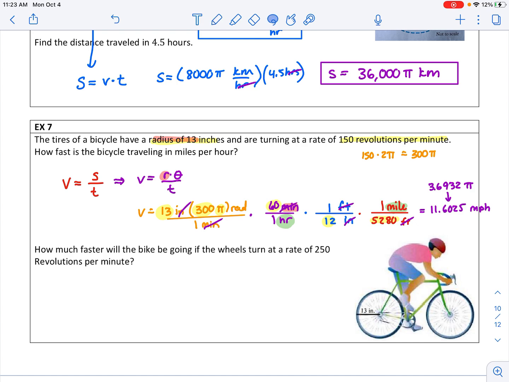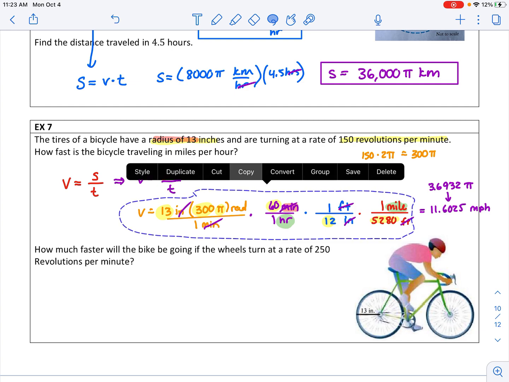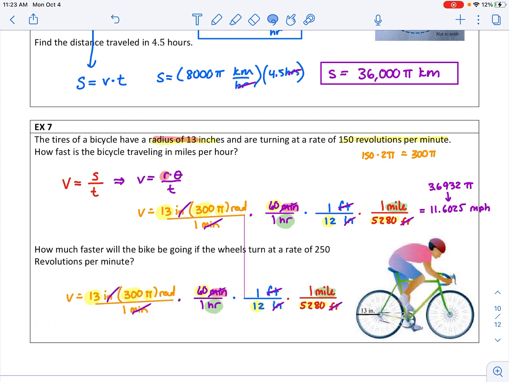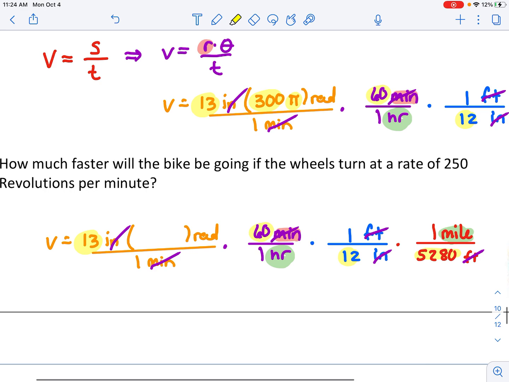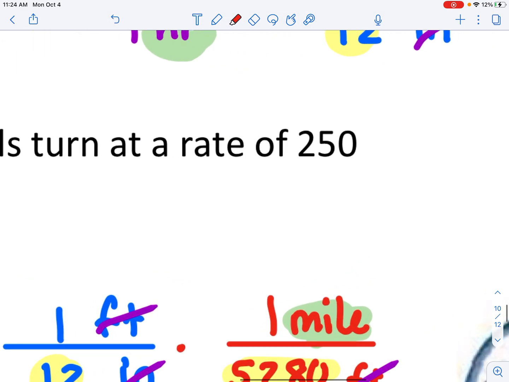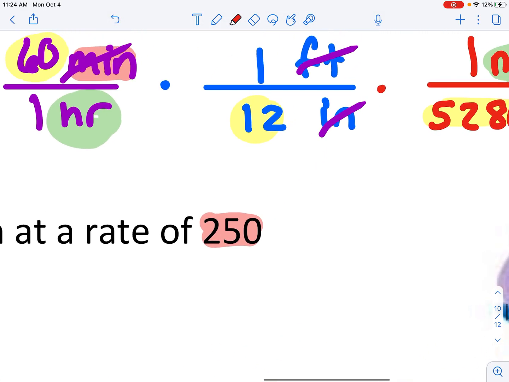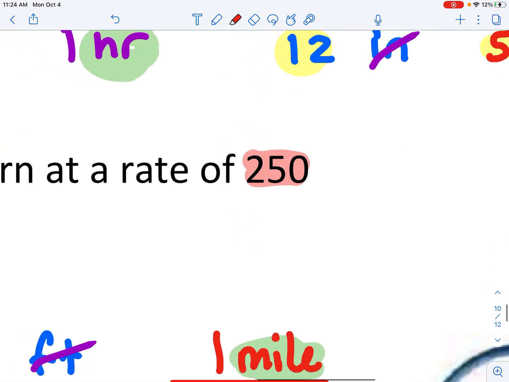Now the next one says, how much faster will the bike be going if the wheels turn at a rate of 250? Well, all of our conversion and all our work is actually going to be the same. So I'm going to cheat a little here. I'm going to copy paste. The only thing that's changing is our revolutions, and that would be impacting right here. So in our angle, instead of 150, now it's 250. So it's going to go around the circle 250 times every minute.